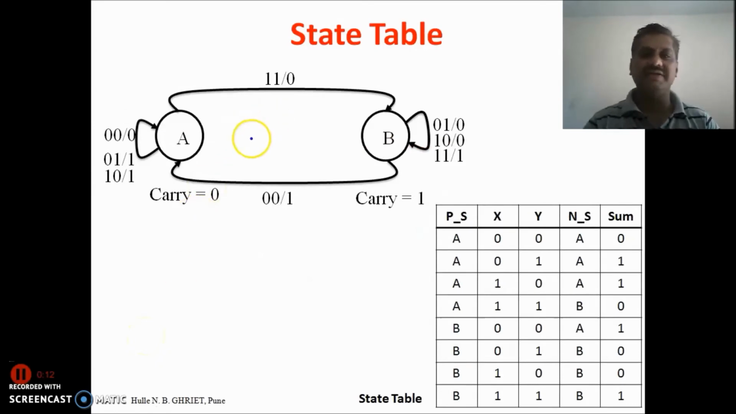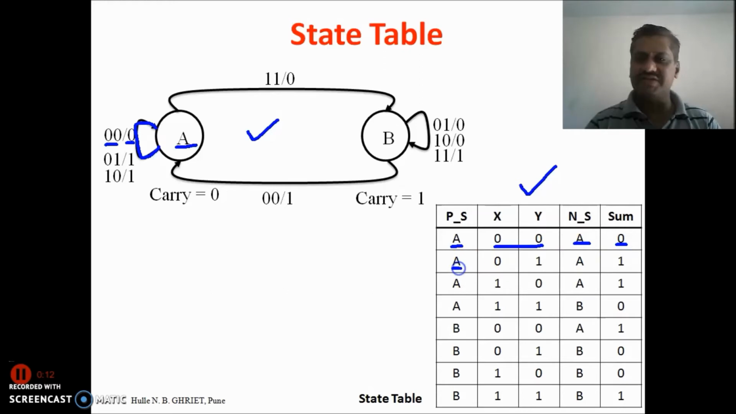Look, something like this. Now we have the state diagram, which I have copied from the previous slide, and using this we can prepare the state table. Now look at the basic things. State A: when the present state is A, the inputs are 0 0. The next state will be the same state, that is the A state, and for this case the output will be 0, or sum will be 0.